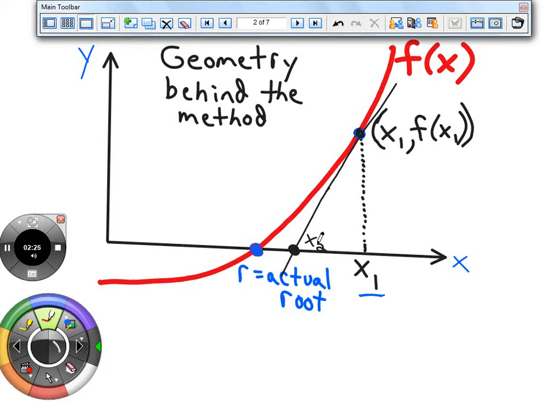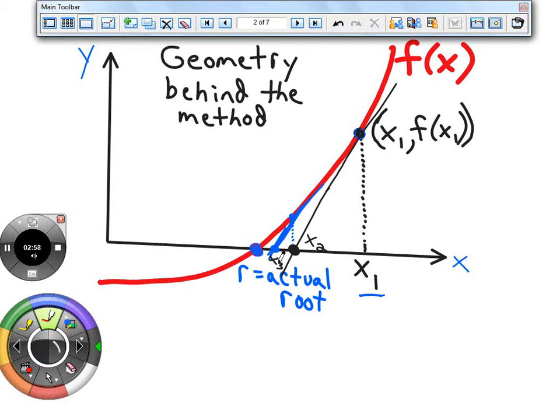So if we kept doing this, let me show you the geometry again. Let's say x sub 2 is my next approximation. Then I go up to the graph and I draw another tangent line, and let's say it's this, and then I find the zero of that tangent line, which is right here. And so my third approximation would be right here.